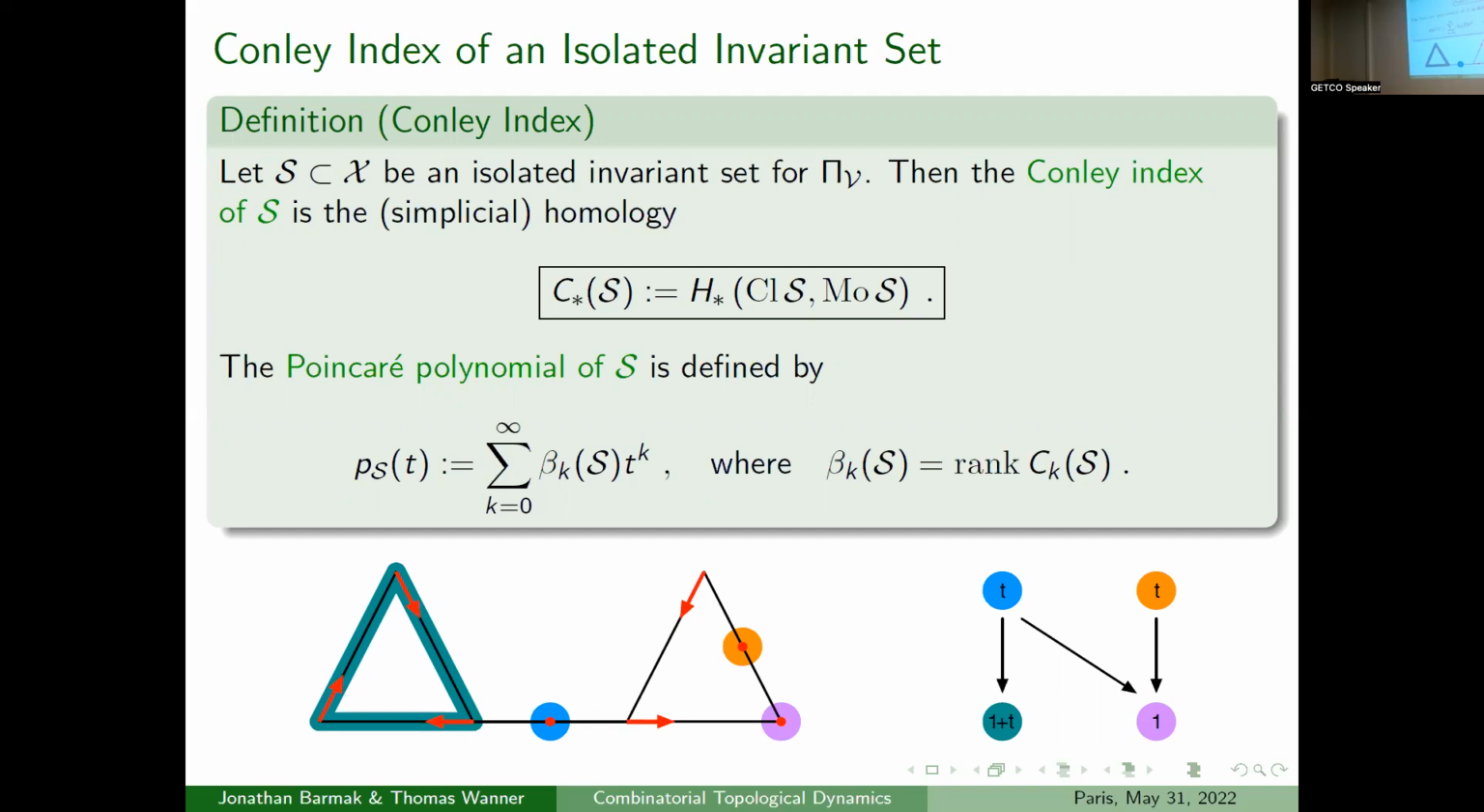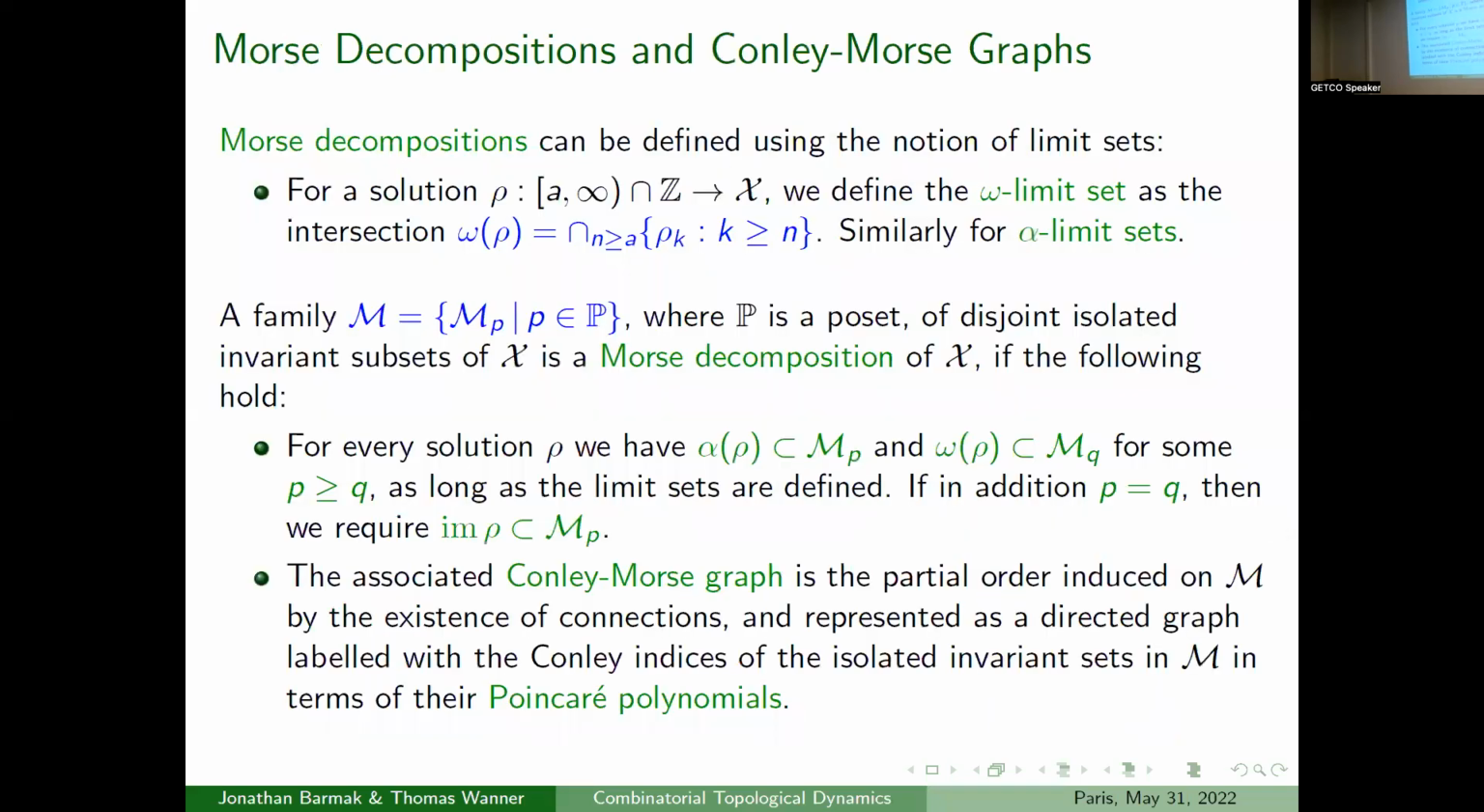As I said, the isolated invariant sets in this extension of Morse theory to characterizing dynamics that Conley did, they are the first step. They basically take the roles of these equilibrium solutions that you have in classical Morse theory. To get the overall structure of the dynamics, we now need to talk about Morse decompositions, and you can easily do this in this setting.